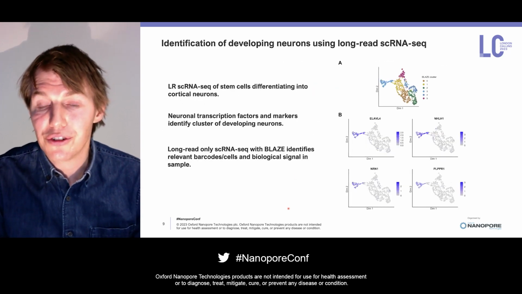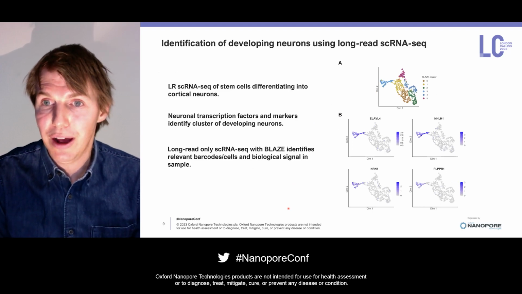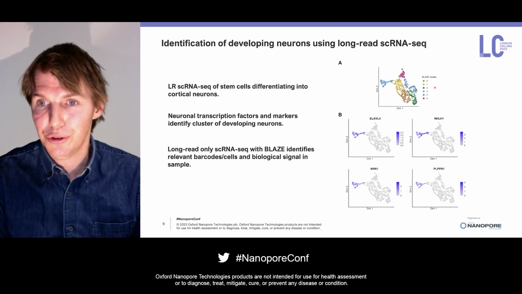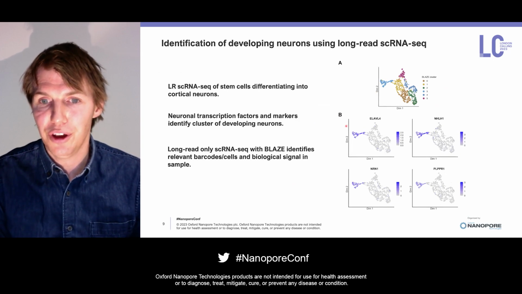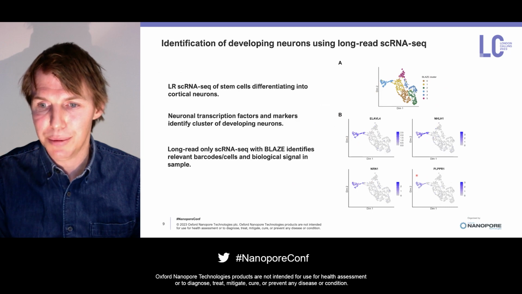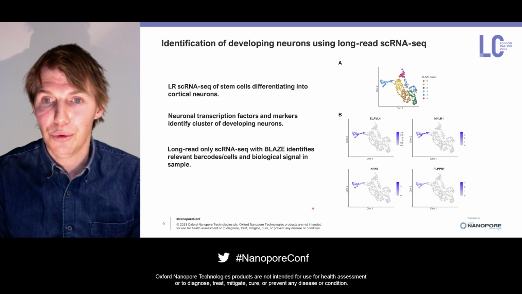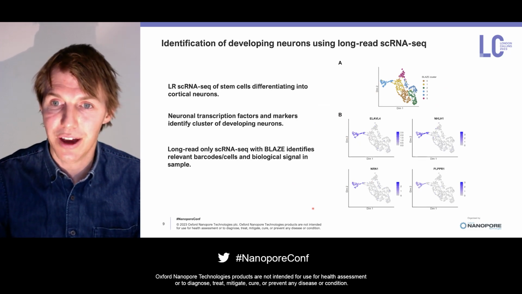With the accurate detection of the cell barcodes from Blaze, we were able to get good biological signal from our long-read single cell data. So here I'm showing some barcodes and therefore cells that have been clustered. They come from stem cells that were differentiating into cortical neurons. What we could see was that one of the clusters was expressing neuronal transcription factors and various markers that identify developing neurons. So this gives us good confidence that with our Blaze technique, we're able to identify the relevant barcodes and cells and the biological signal in the sample.